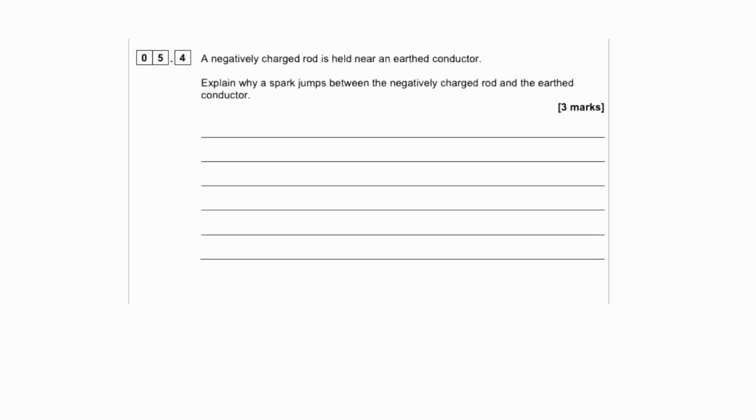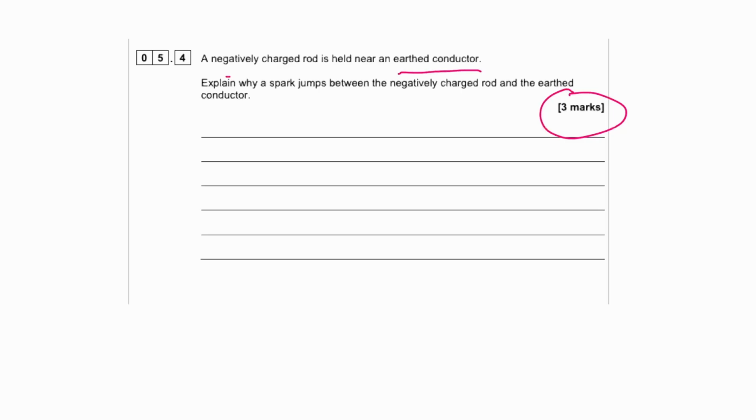So in this question, just 10% of the students got all 3 marks that are available here. Can you get all the marks here? So the question is basically asking us about a negatively charged rod. It's telling us that this rod is held near an earthed conductor.